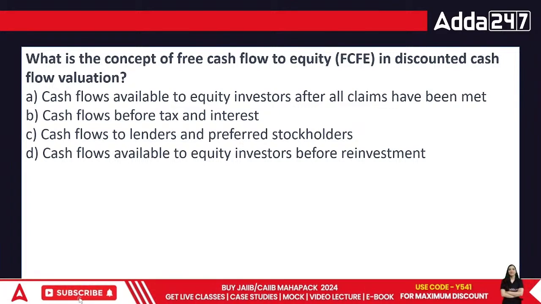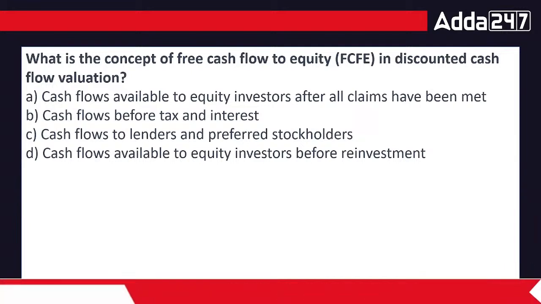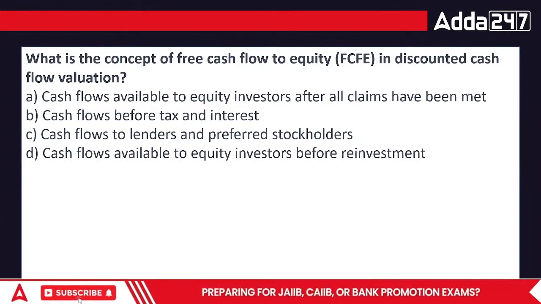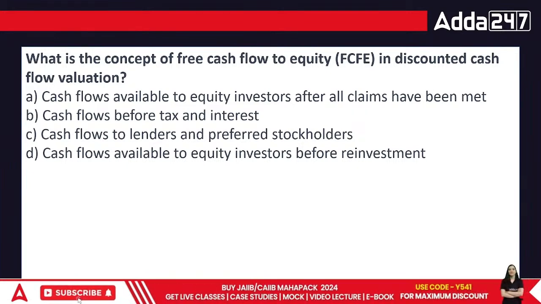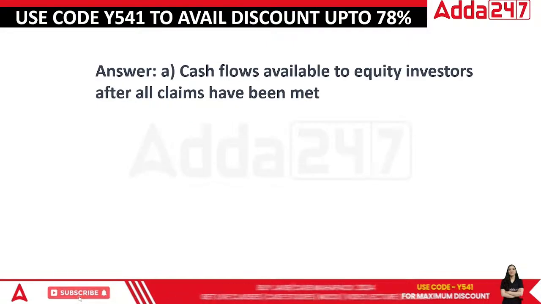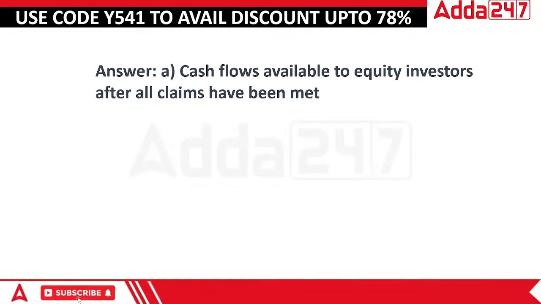They said the cash flows of preferred and lenders. It's not about the preferred. It's actually about equity and preference shareholders. So basically, the answer is still going to be the same. Done, everyone?